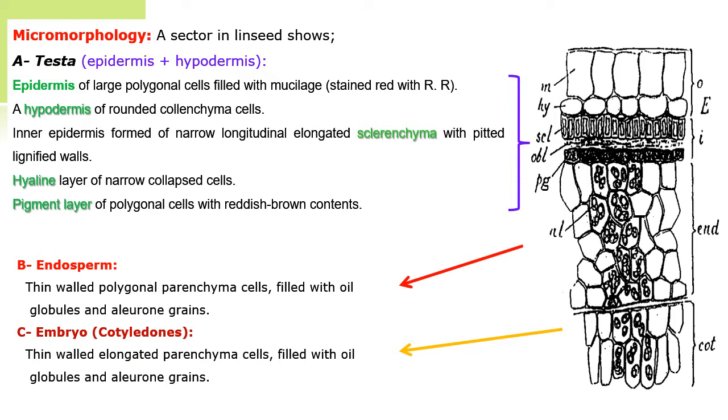The endosperm is formed of thin wall polygonal parenchyma cells filled with oil globules and aleurone grains. The endosperm polygonal parenchyma cells have thin walls and intercellular spaces. Next to the endosperm, we have the embryo, formed of thin wall elongated parenchyma cells, also filled with aleurone grains and oil droplets.